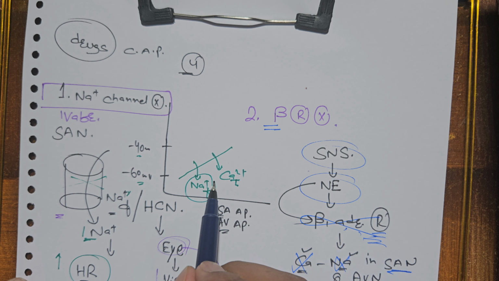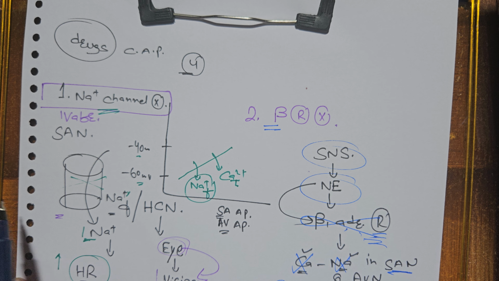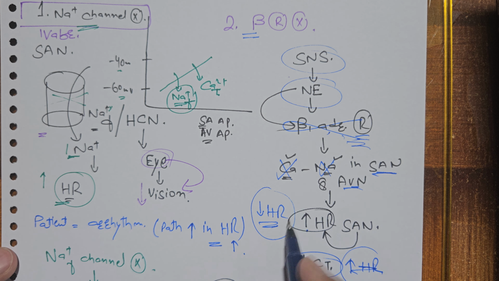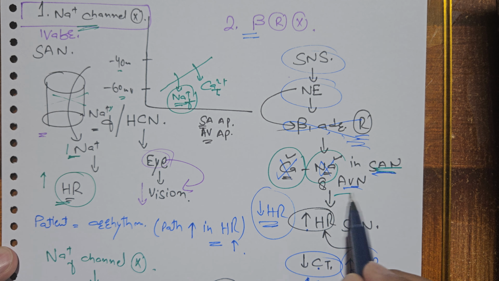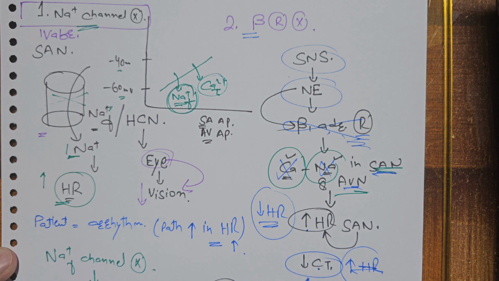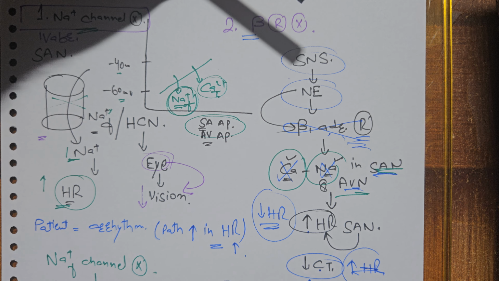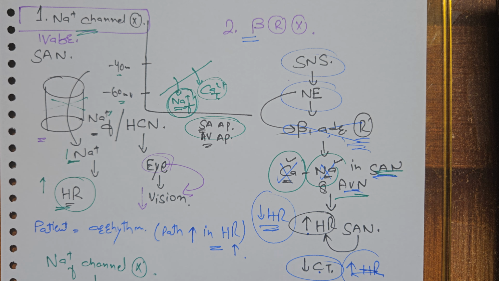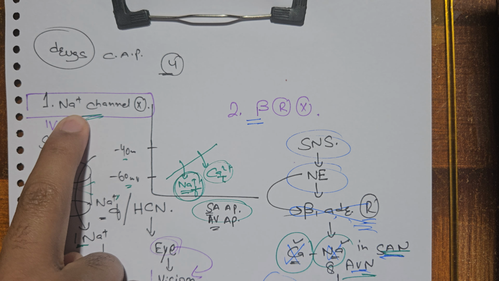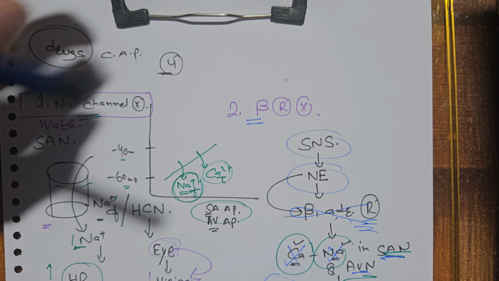We talked about the sodium in sodium channel blockers. These are these sodium channels, and we talked about calcium and sodium in the SA node and AV node. These are these sodium and calcium channels. If you want to know more about the SA nodal action potentials, watch my video 11 from the cardiovascular system. So these were the two drugs. Number one was sodium channel blockers. Number two was beta receptor blockers. Now we will move on to drug number three.